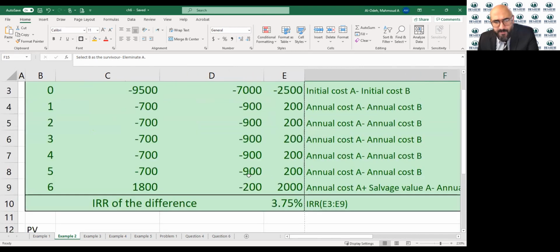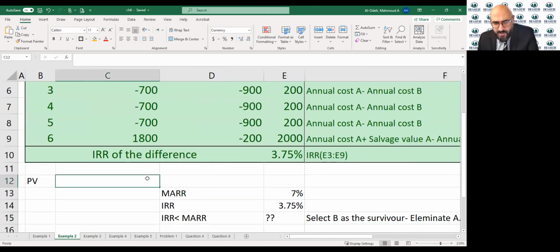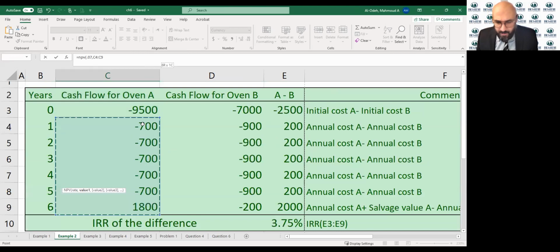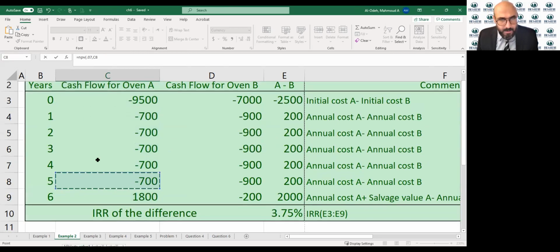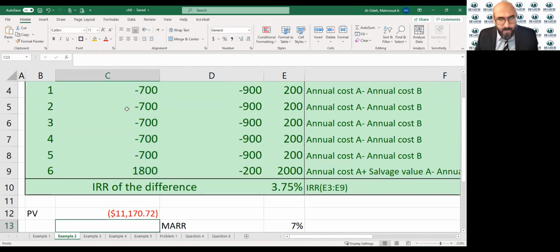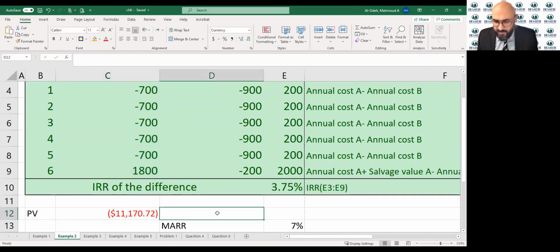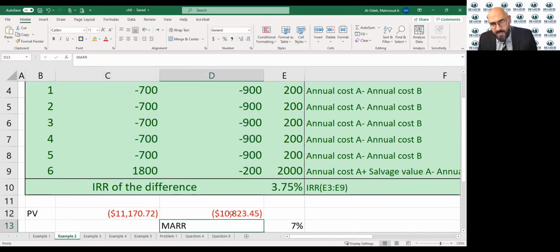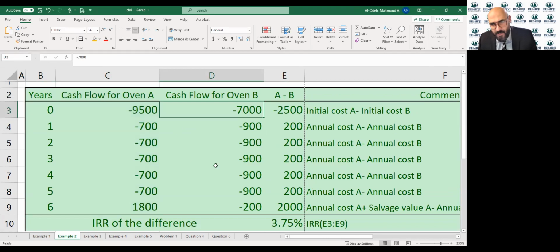Now some people would say, okay, I've learned different techniques, and I want to do it using the net present value and see if that's going to give me a different result. I say, yeah, sure, you could do that. So put 7% here, and then select the NPV, and then we add the year 0. We get a net present value of negative 11,000. We do the same thing for oven B, and that would give you negative 10,000. As you see here, oven B is still the best option to select.